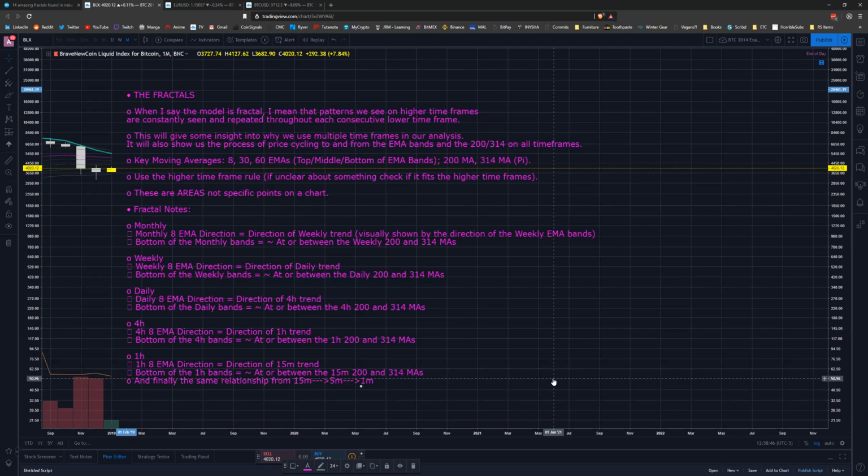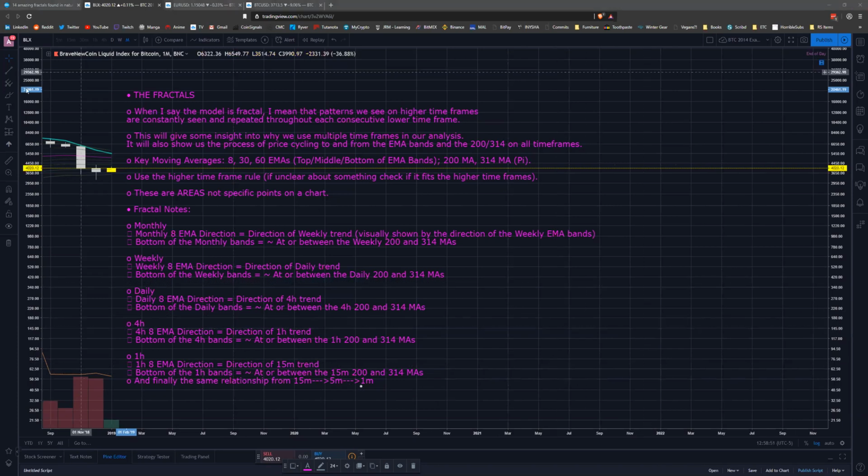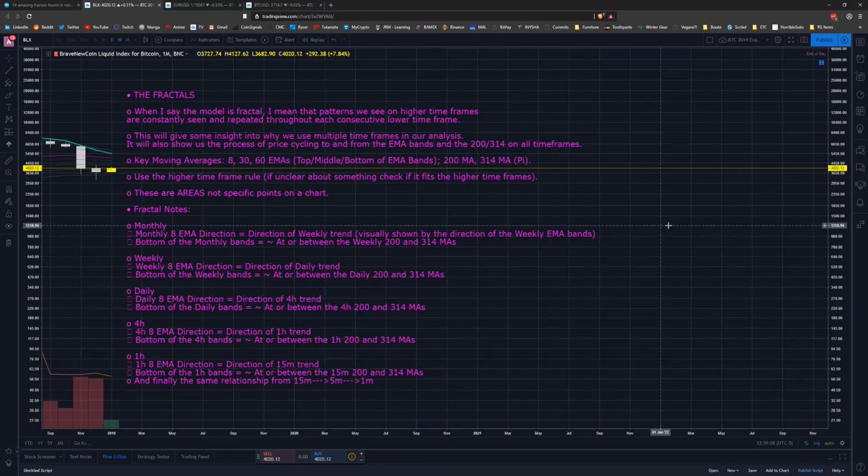So we're gonna go through this, all right? I have all my notes that you guys are gonna wanna probably look at while I'm talking about this, or maybe make note for later, especially these fractal notes down here. This will tell you how the monthly relates to the weekly, relates to the daily, relates to the 4 hour, 1 hour, 15 minutes, and so on and so forth. That way we can see these similarities in our long-term investing trend, our swing trade trend, our intermediate term trend, and our day trade trend.